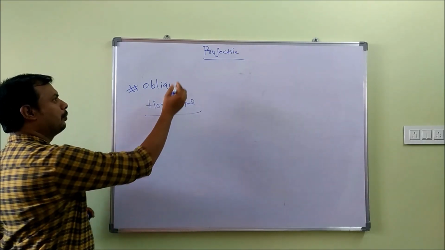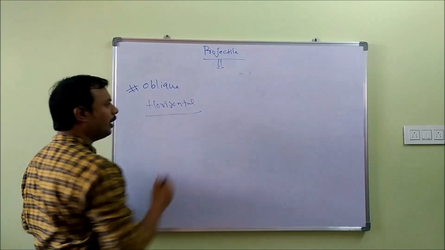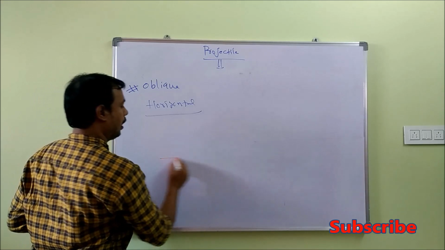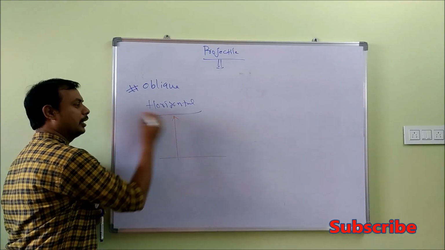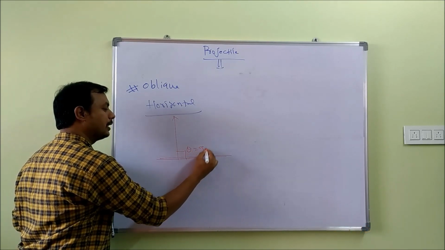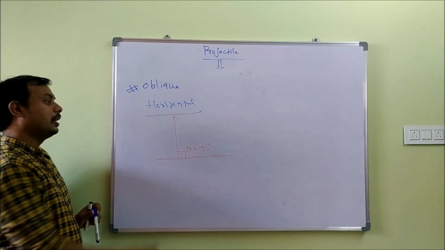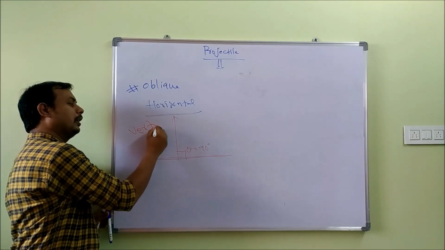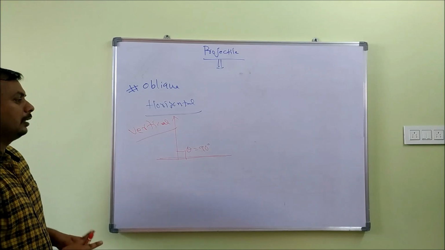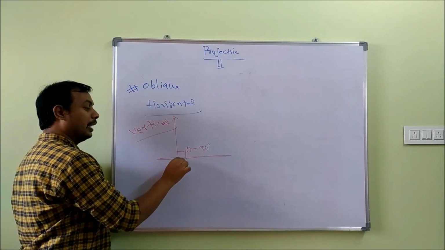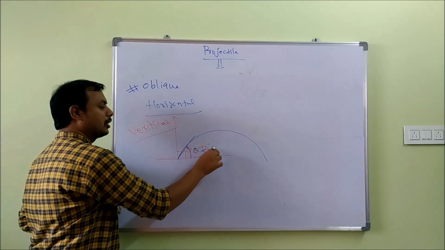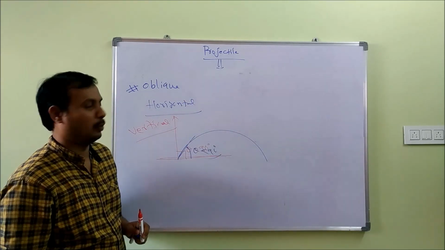So what do you mean by projectile motion? First of all, if a body is projected vertically up, for example you throw a stone or a ball vertically, in this case the angle with respect to the ground, theta, equals 90 degrees. That is known as a vertically projected body. But in the case of a projectile, the angle of projection is less than 90 degrees. Such type of motion is known as projectile motion.